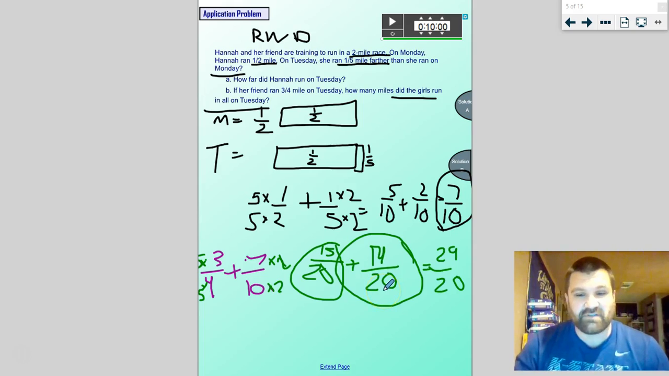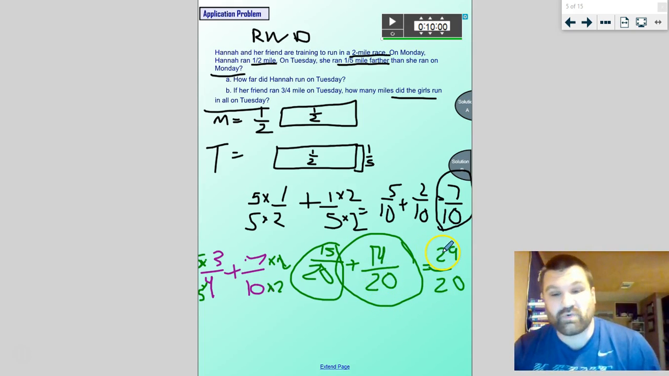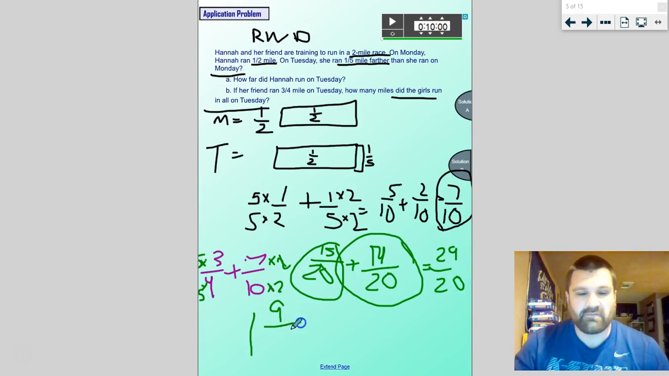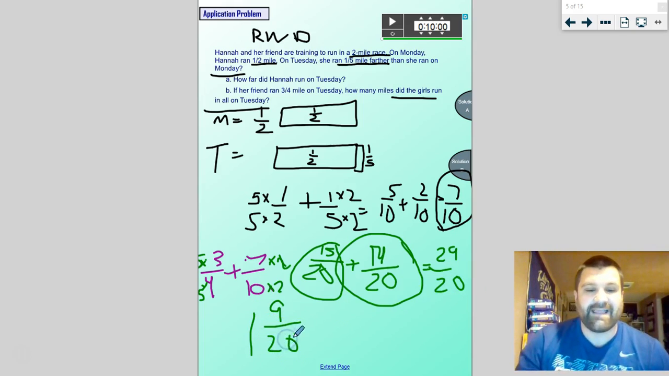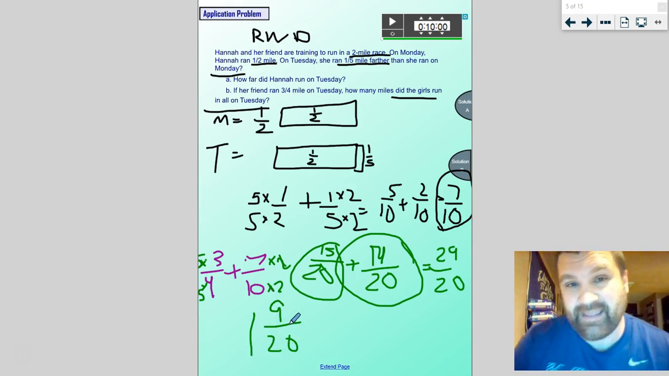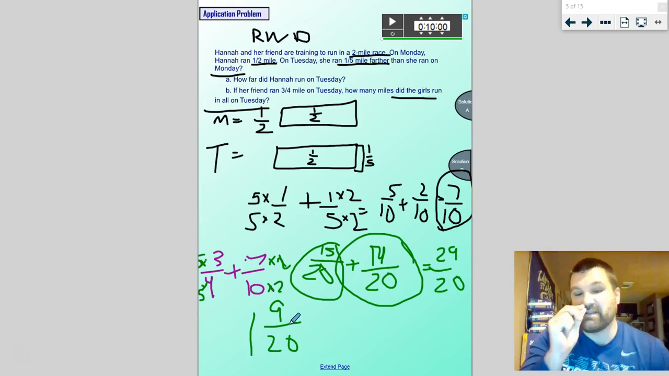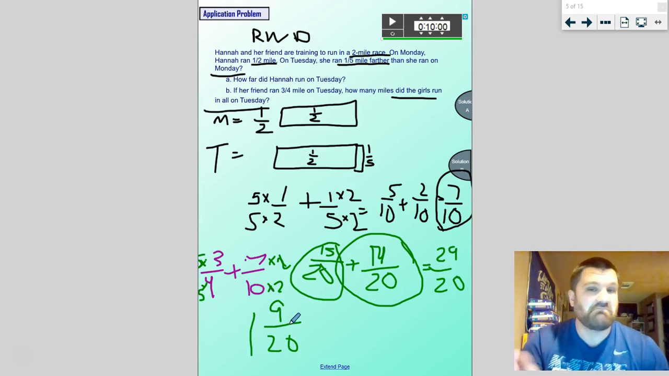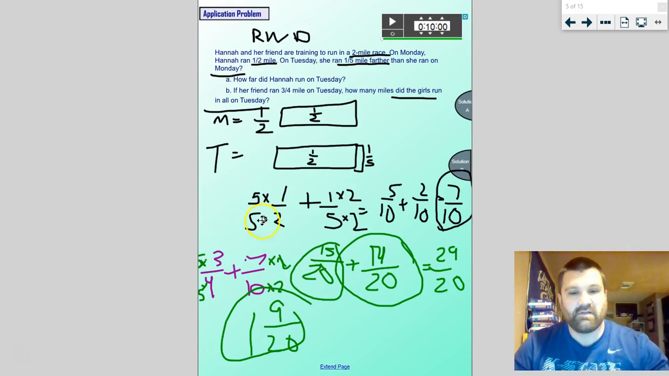Okay, so you just ask yourself, can you take 20 out of 29? Yes. How many times? Well, you take 1. What's left? Well, 29 minus 20 is 9, and you're left with 9 20ths. Then you ask yourself, can I simplify? Can I make this smaller? 20 is an even number, so 2 goes into it, but 9 doesn't. 3 doesn't go into 20 either. So you can't simplify, and we are done. There's your answer: 1 and 9 20ths.